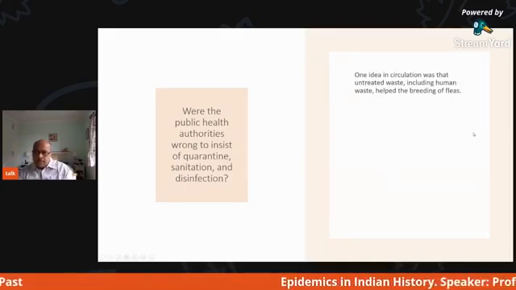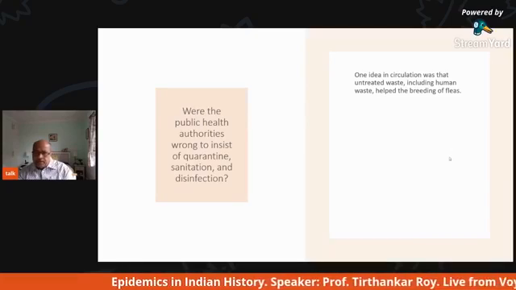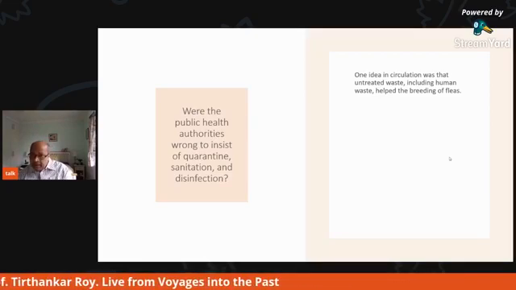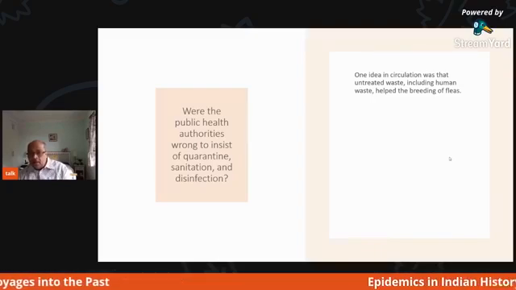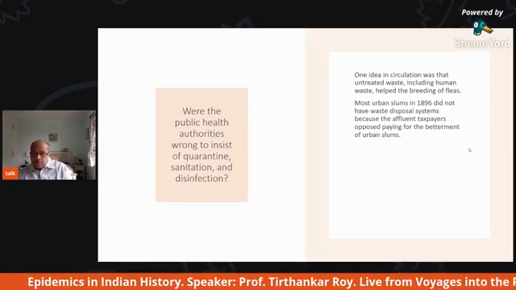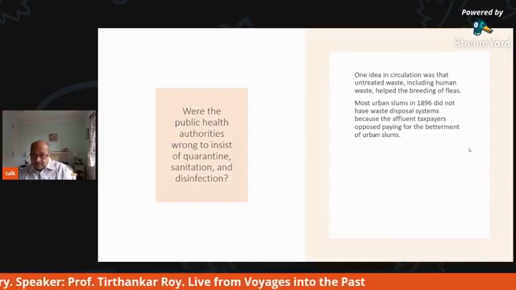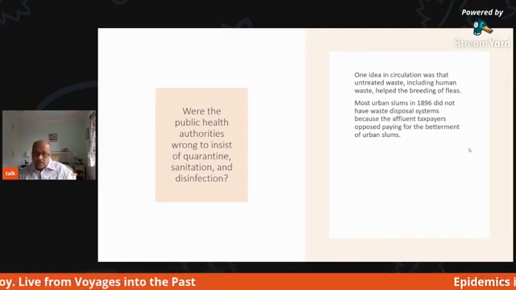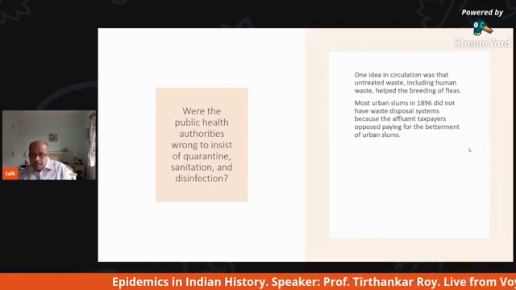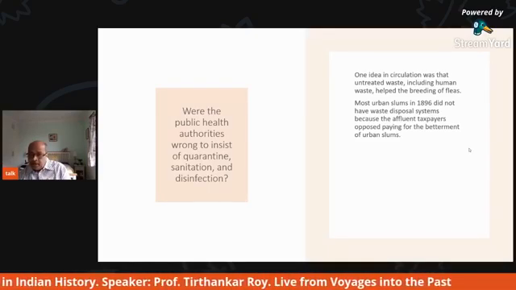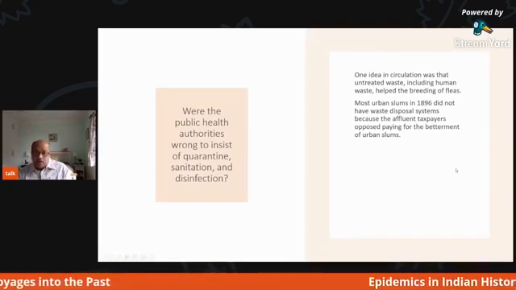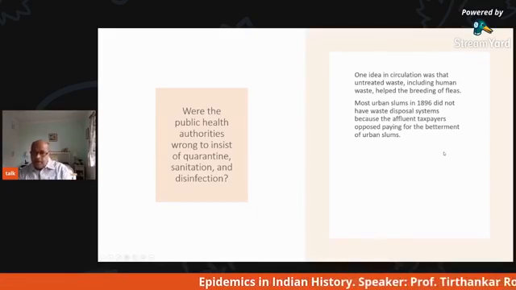Well, one idea in circulation was that untreated human waste helped the breeding of fleas. So rat and flea could still be much more deadly in a slum and elsewhere. So possibly slum clearance had some effect, if that is true. Most urban slums in 1896 did not have waste disposal systems. They were a sanitary nightmare. And the reason why they did not have them is that much of the municipal taxes came from the rich people, the business elite, who lived in different places. And they were not very open to the idea of paying for something that would benefit only the slums. So water supply was improved, but sanitation was not. That was the story of urban development in India for a long time.